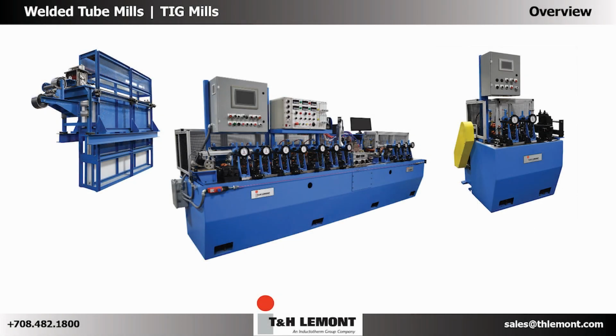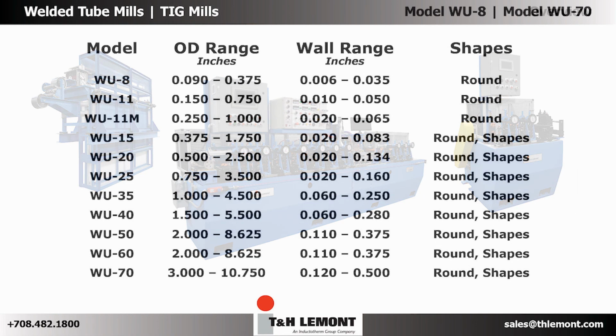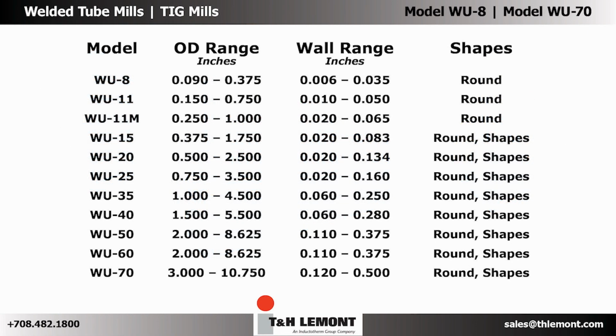T&H Lamont's TIG mills can produce tube or pipe as small as 90 thousandths of an inch in diameter and as large as 10 3/4 inches in diameter. Corresponding wall thicknesses range from 6 thousandths of an inch to a ½ inch.